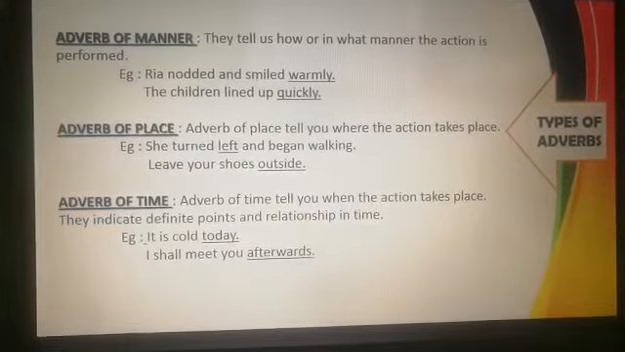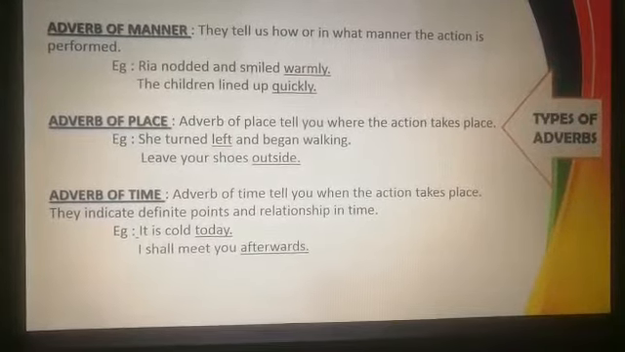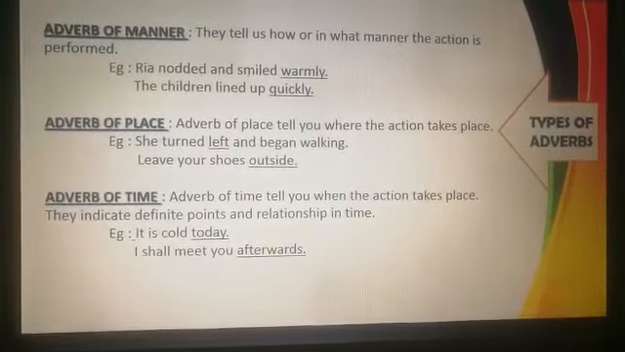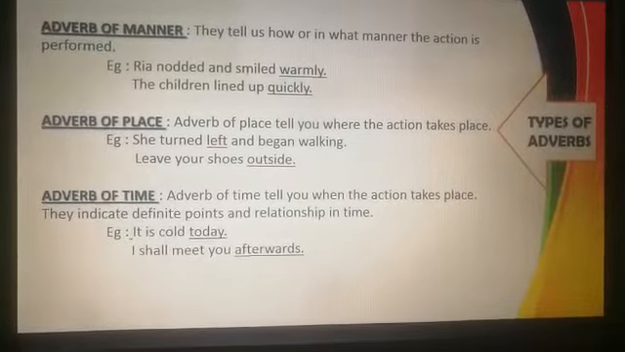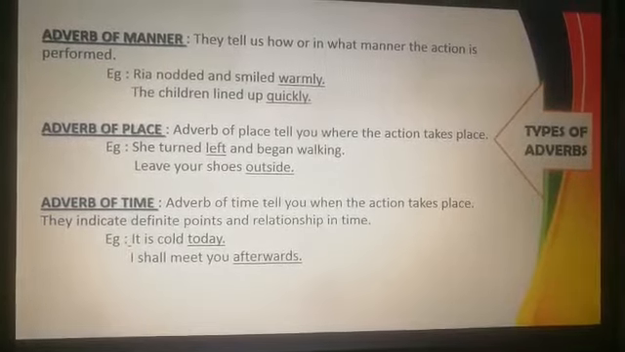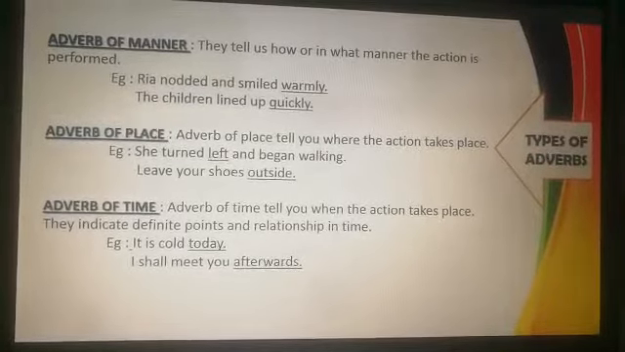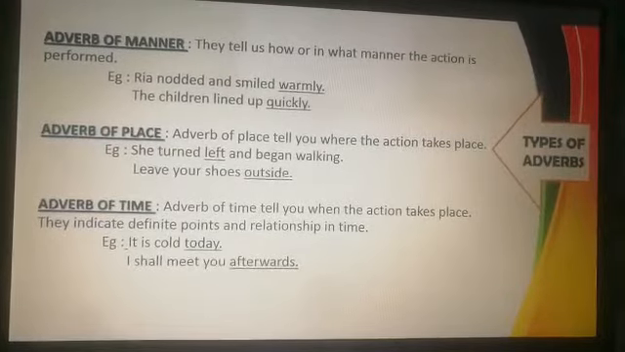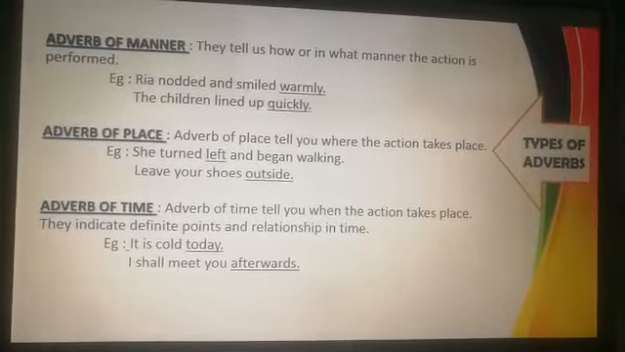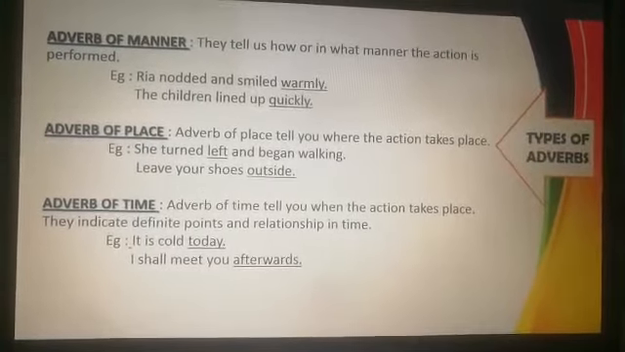So, adverb of manner tells us how or in what manner the action is performed, as in the example, Ria nodded and smiled warmly. Adverb of place tells you where the action takes place, like, she turned left and began walking. An adverb of time tells you when the action takes place. They indicate the definite point and relationship in time. They answer the question when. For example, it is cold today.